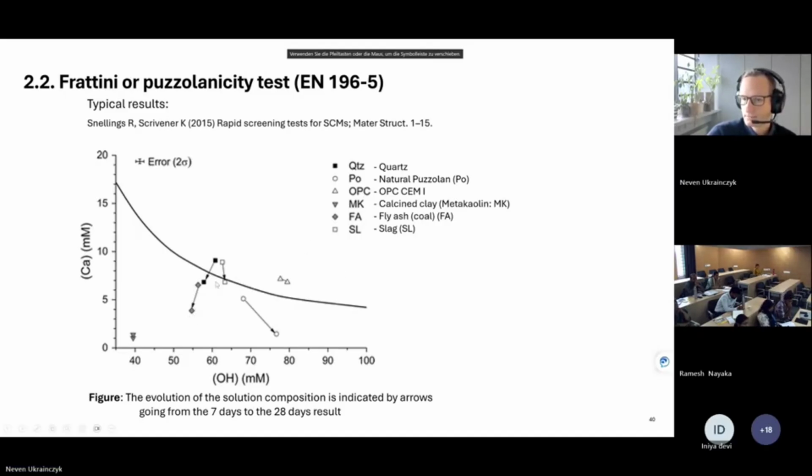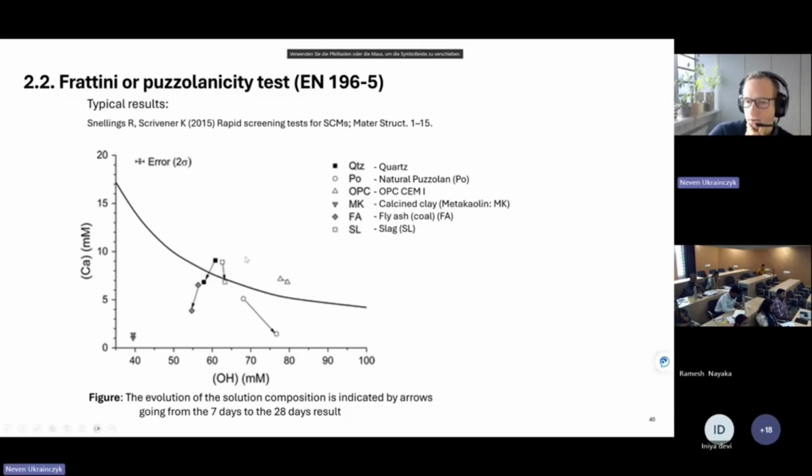Slag, depends. First it was hydraulic, non-Pozzolanic, but then at later age, this is 7 days, and then later 28 days, the error bar indicates the 28 days, we have a little bit of Pozzolanic properties from the slag. So initially hydraulic, then latent hydraulic, and then later Pozzolanic.